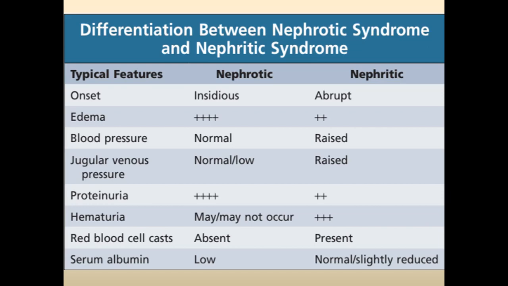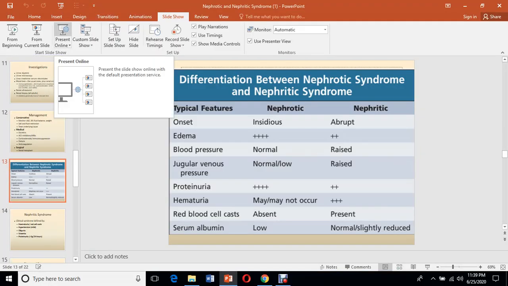Proteinuria is positive 4 times, meaning heavy proteinuria, in nephrotic syndrome. Hematuria may or may not be present in nephrotic syndrome, but is positive in nephritic syndrome. Casts are absent in nephrotic syndrome, but positive in nephritic syndrome. Serum albumin is low in nephrotic syndrome, but can be normal or slightly reduced in nephritic syndrome. Okay, thank you.